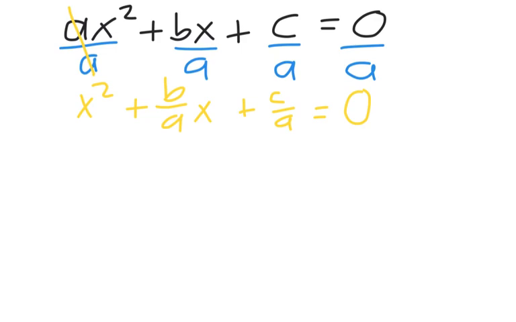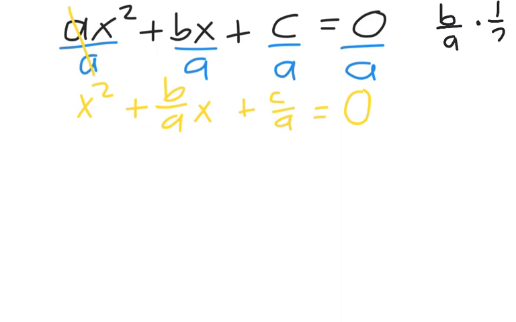So I've made the A value 1. Now this part we do in our heads. Take our B term. Okay, well what's the B term now? It is B over A. So in our heads, half it. So what is half of B over A? How do you half something? We could divide by 2 or multiply by half.